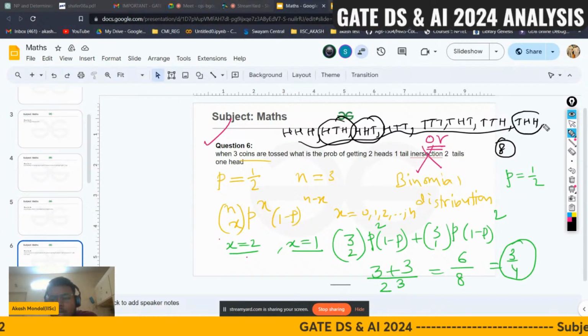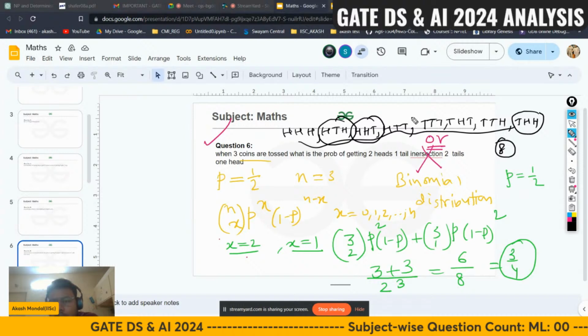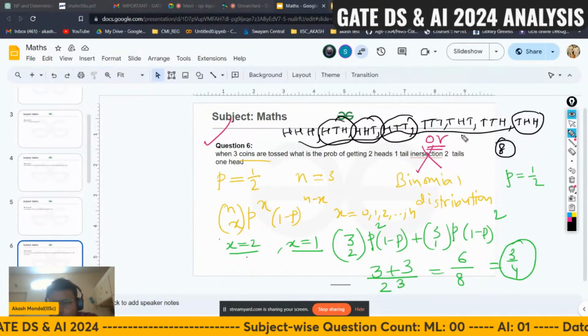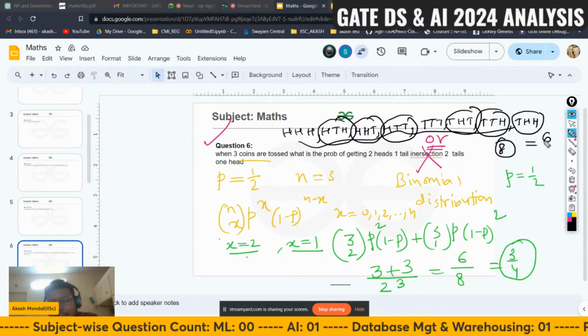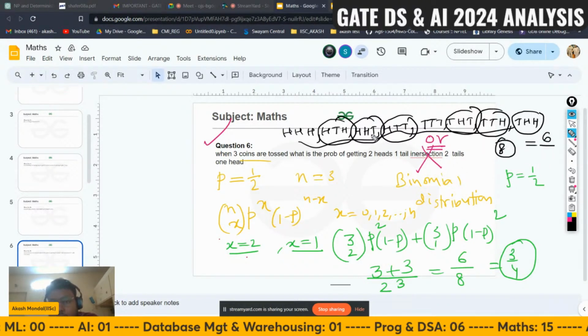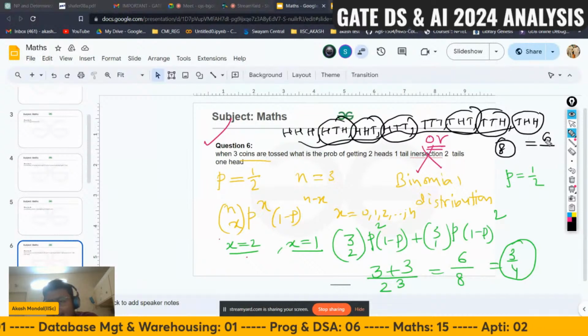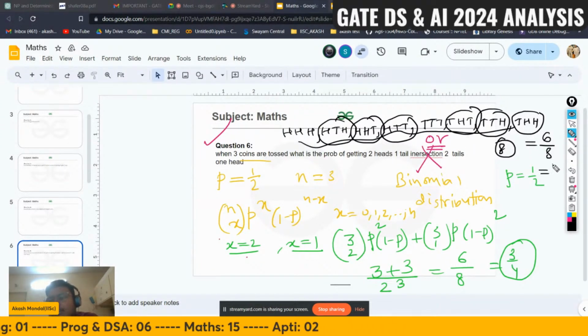2 heads and 1 tail, yeah. And 2 heads, 2 tails, and 1 head. So this one, and this one, and this one. So yeah, the total number of favorable cases is 6, and the total number of choices is 8. So 6 by 8, nothing but 3 by 4.